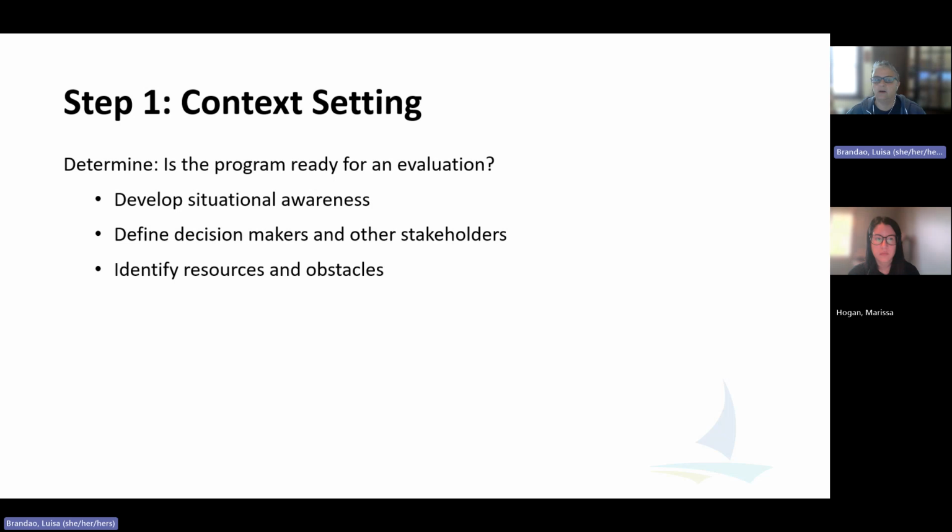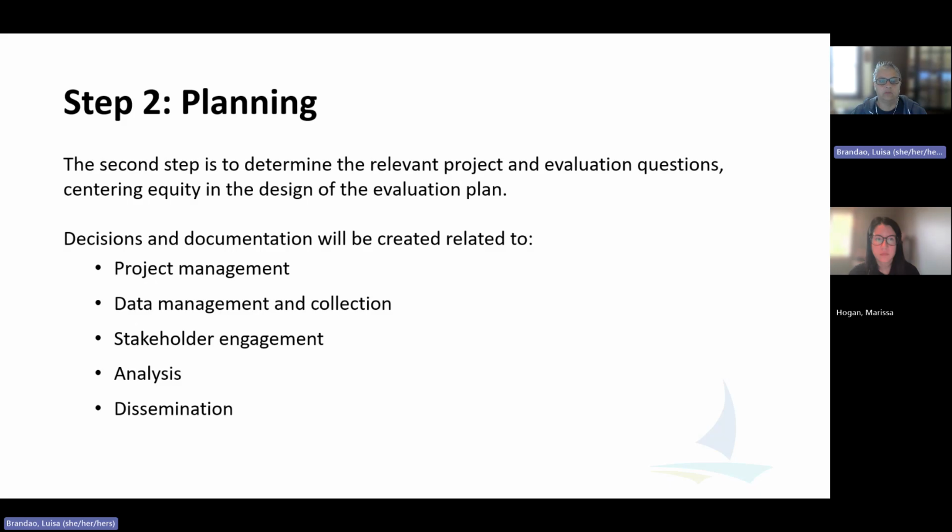You have identified or defined who some of the decision makers and stakeholders are that will need to be engaged with the evaluation, and identified possible resources and obstacles that may need to be overcome. And that leads you to your step 2, which is planning.